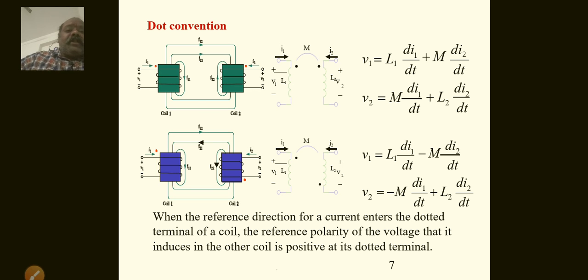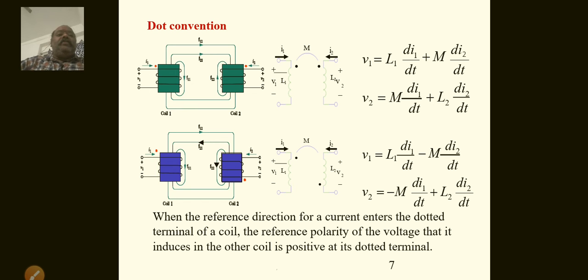But you take it here that the dotted terminal is on the negative side, not the positive side. So the polarity is a little bit different. So we get V1 equal to L1 di1 by dt minus M di2 by dt, and V2 equal to minus M di1 by dt plus L2 di2 by dt. From the equivalent circuits you have to observe that.